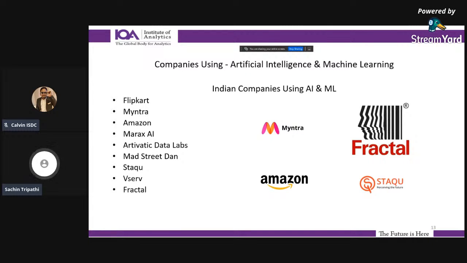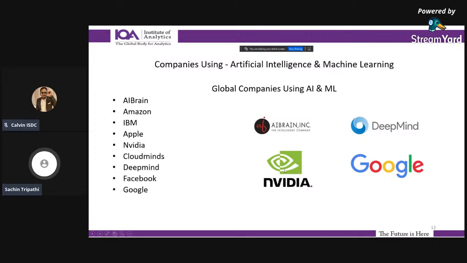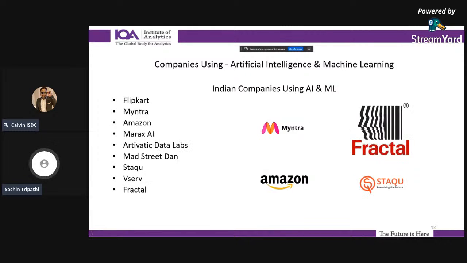Now, if you look here, you must have heard of NVIDIA, those who are graphic card fans or maybe gamers at homes. If you have desktop or laptop and you go for a bit of gaming in your free time, NVIDIA is the one who creates graphic chipsets, right? Graphic cards. We require them. Google, everybody has heard of. DeepMind, AI Brain, these are firms that are recruiting people in the field of AI and ML.